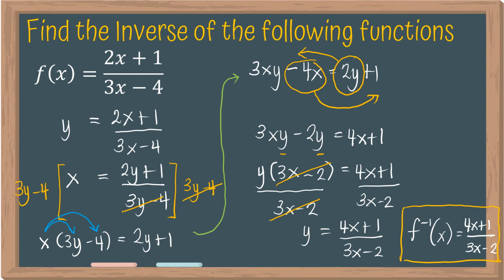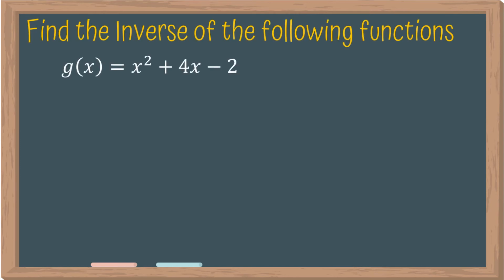Okay, so for our last example, let us have a quadratic function. So let's check if this one has an inverse. Okay, so first step, we're going to write this in the form y is equal to f of x, or in this case, you have g of x. So we're going to replace g of x with y. So y is equal to x squared plus 4x minus 2.